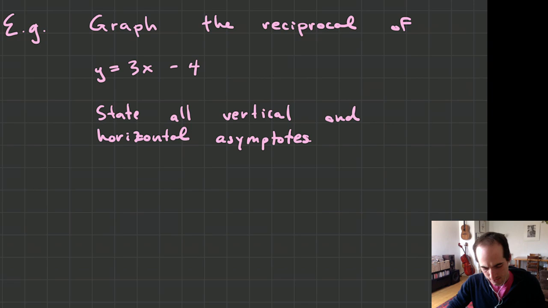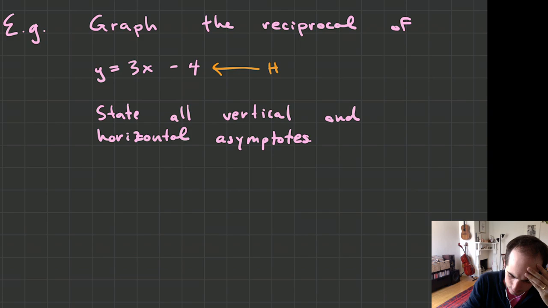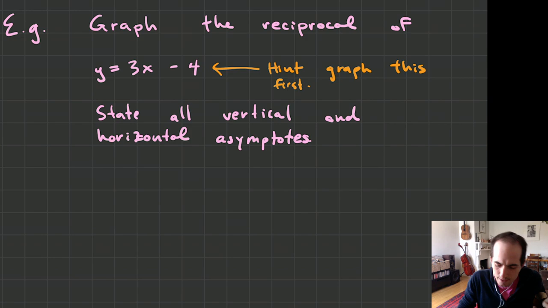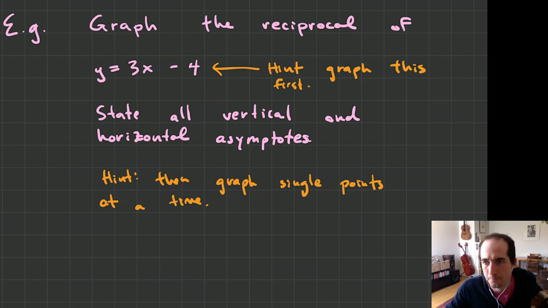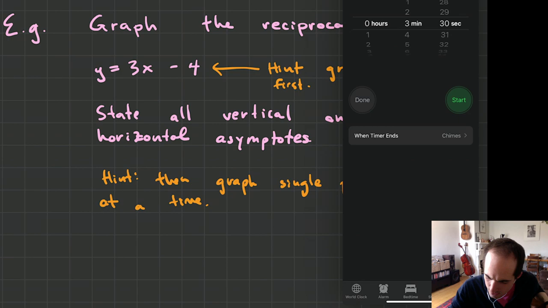Okay, so my hint would be to graph this first. So that's my hint, is to graph that first. And then hint number two, then graph single points at a time. Single points at a time. Okay, so let's see here. We'll do, what did I say, 3.5 minutes? Maybe I think 4 minutes. It's a full question. So I'll give you 4 minutes to do it, starting now.